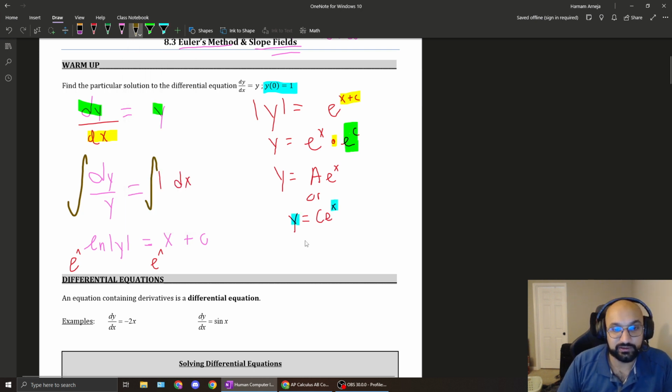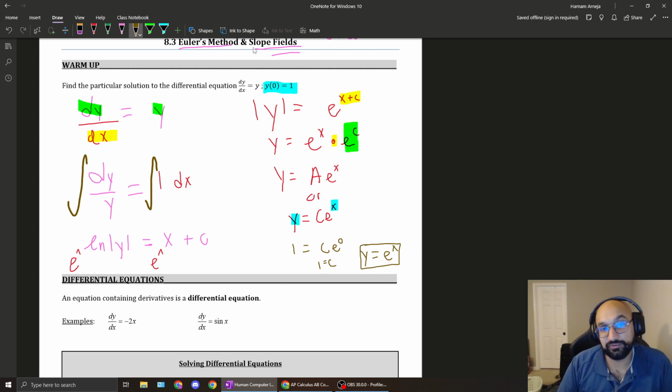So when you go ahead and plug it in, you're going to get y of 0 is 1. That means 1 is equal to c e to the 0. Therefore, c is 1. So our solution is simply y equals e to the x. This technique is called separation of variables. Technically, this comes up in the next lesson 8.2, but you kind of already learned it, and you just learned it again here. The main tool that you use is you get dy's and y's on one side and dx's and x's on the other, integrate both sides, and solve for y.